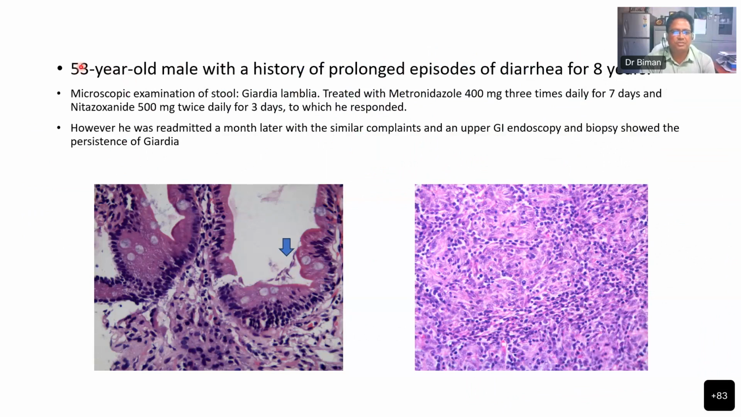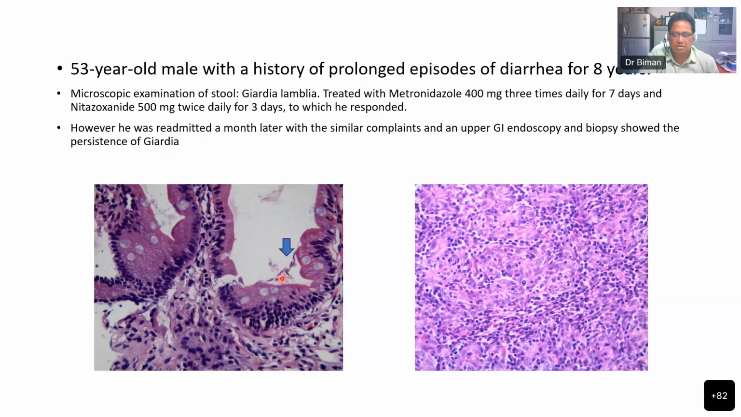Another patient. Now this is an elderly patient. This is the last case I'm showing you. This is a 53-year-old male with history of prolonged episodes of diarrhea for 8 years. He has been having these episodes of diarrhea for a very long time. Microscopic examination of stool showed giardia. Okay, they treated with metronidazole, and he improved. And again, he was readmitted a month later with similar complaints. And GI endoscopy and biopsy again showed presence of giardia.